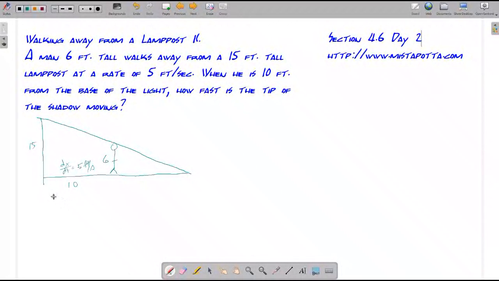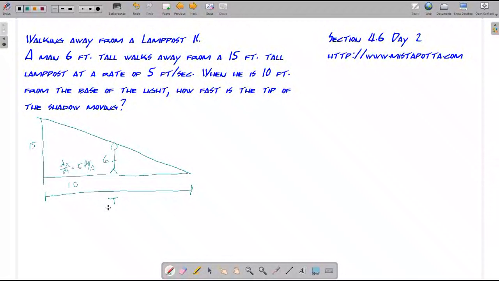So in reality, I need to deal with this quantity here. This is where the tip of my shadow is. And I'm using a capital T to avoid the confusion when I take the derivative with respect to time, when I take the derivative to a lowercase t.